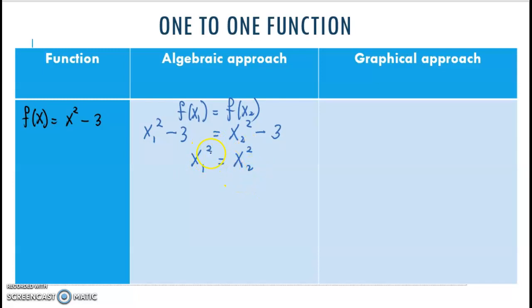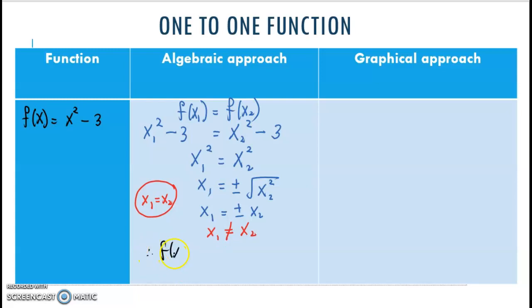The square, we are going to bring to the right. We are going to get plus minus square root of x2 squared. So here, the square and the square root cancel out. So our x1 equals plus minus x2. And then our statement should be x1 equals x2, so that f(x) is a one-to-one function. But here, x1 does not equal x2. Our conclusion will be f(x) is not a one-to-one function.